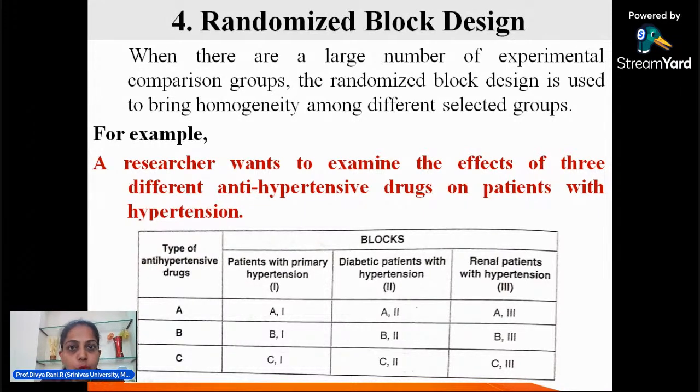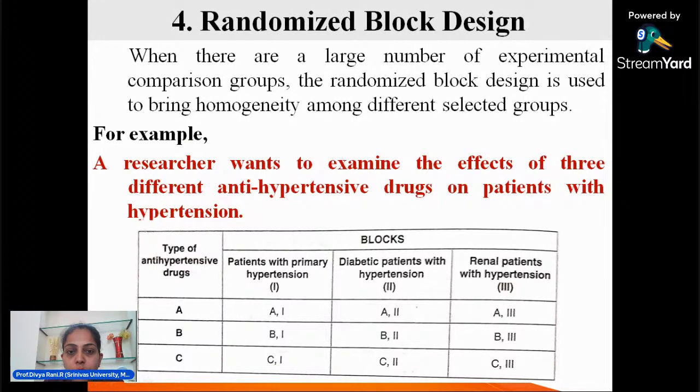So in randomized block design, when you have a large number of experimental comparison groups, you use a randomized block design. Now for example, if you want to check the effect of three different types of antihypertensive drugs on patients with hypertension. You can see A, B, C is given, isn't it? Those are the antihypertensive drugs. And in the blocks, they have given patient with primary hypertension, diabetic patient with hypertension, renal patient with hypertension.